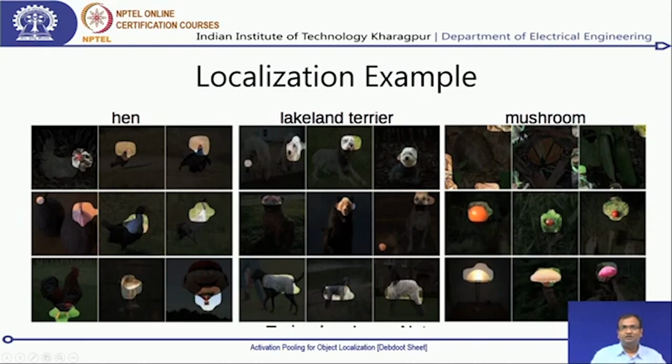Then say for a mushroom, in some of these cases it zeroed in near a butterfly as well, and some of these traced regions were identified as mushroom, whereas the mushrooms which are pointed out over here are perfectly correct.